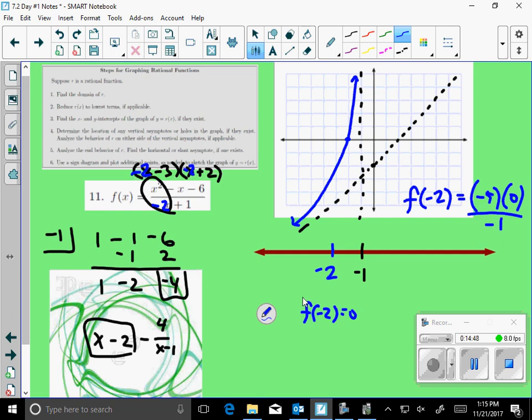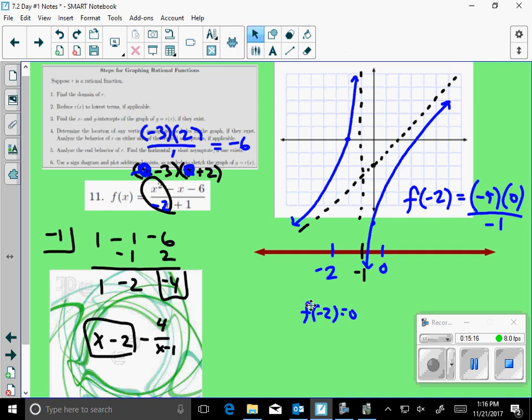Let's test another number to the right of -1. Let's go 0. Well, that'll be nice and easy. If I plug a 0 in here and here, I'll get -3 times positive 2 over 1, which is negative 6. Okay, it's going to go off my graph here, but 0, negative 6.